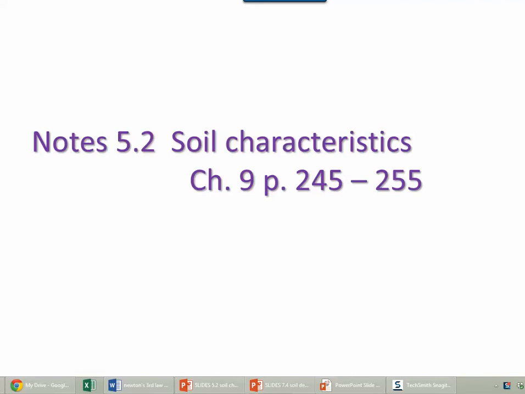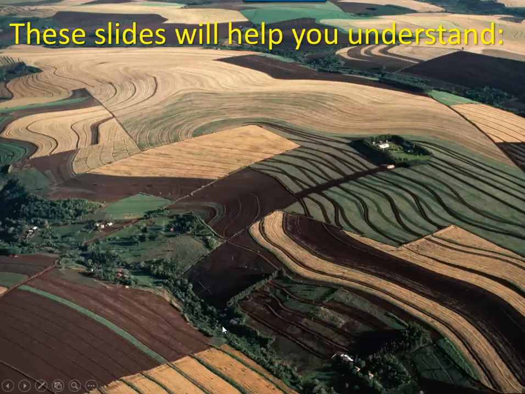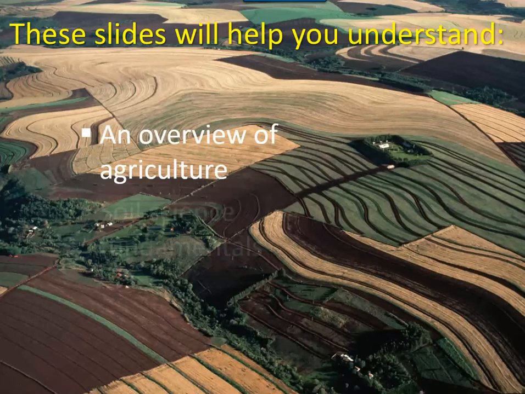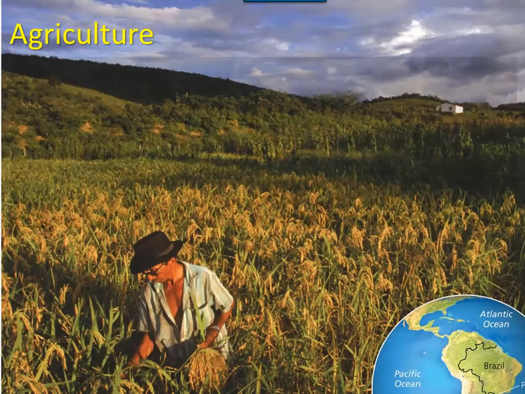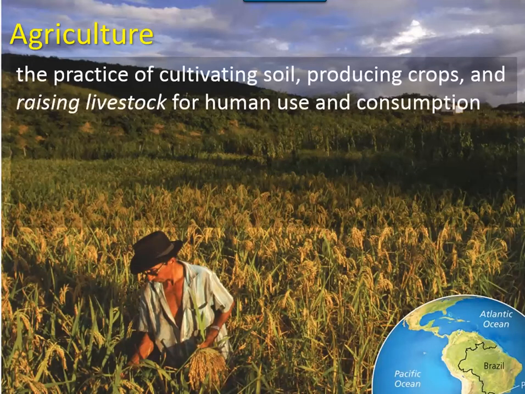Alright, in this video we're going to take a look at soil characteristics. We'll start with an overview of agriculture and soil science fundamentals. So a definition for agriculture might be a little bit more broad than you're used to. The practice of cultivating soil, producing crops, and raising livestock for human use and consumption. Sometimes we forget about the raising livestock part.